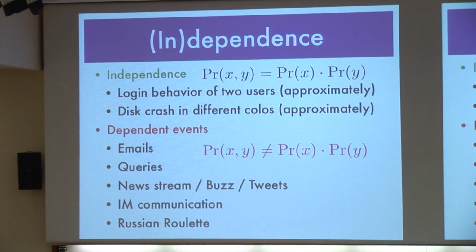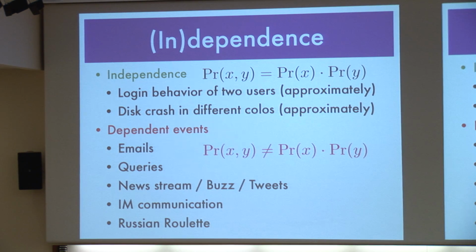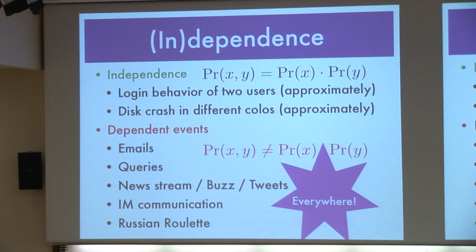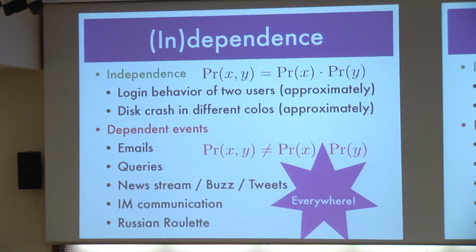So dependent events, emails, for instance, might not be dependent. Queries, the news stream, IM communication, also Russian roulette, right? So the probability of the bullet firing the next time will depend on whether it's already fired or not. Okay? And it's basically everywhere. And this is a good thing. You usually want to have dependence, because otherwise observing X doesn't tell you anything about Y.